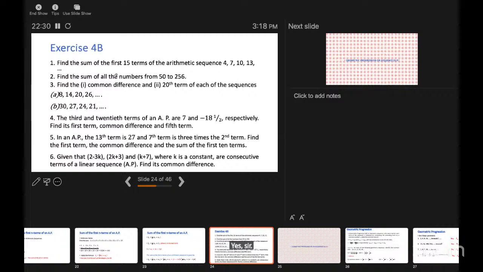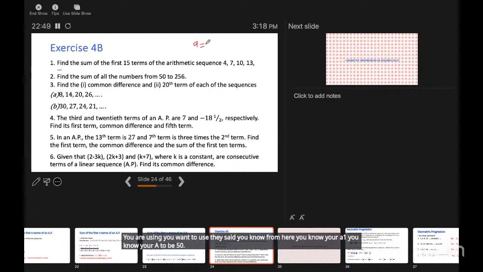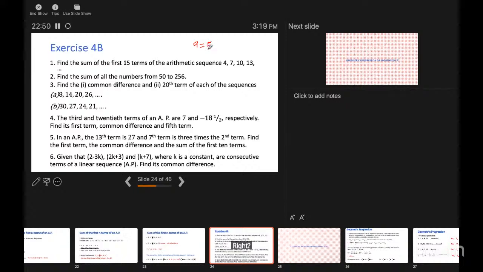Find the sum of all the numbers from 50 to 256. So how do you not get the answer as 206? I mean, didn't say the answer is 206. So you want to use, from here, your A to be 50. Yes, sir. Right? And your L, what is your L? 256.